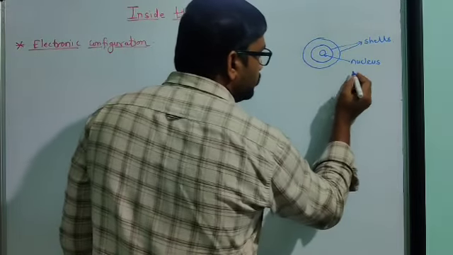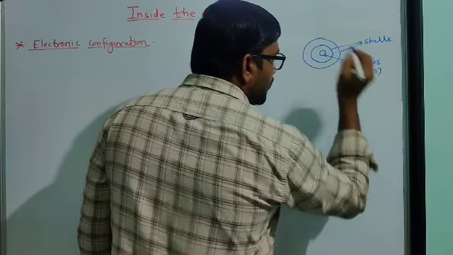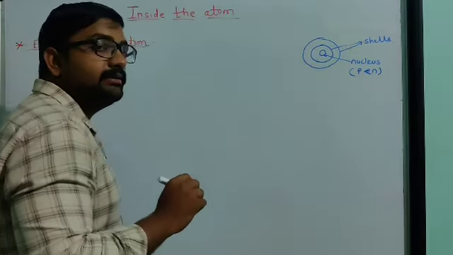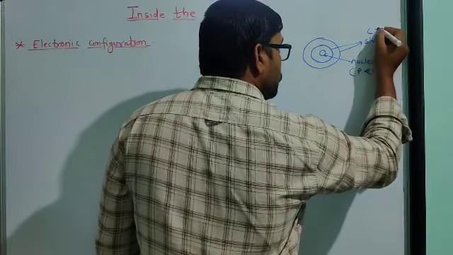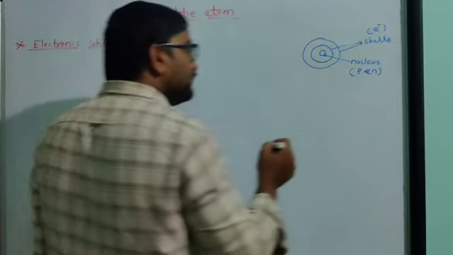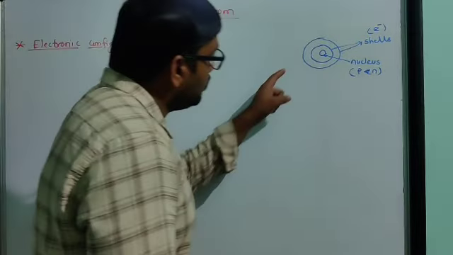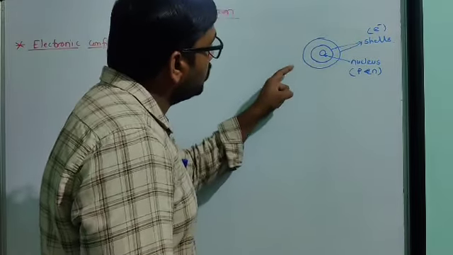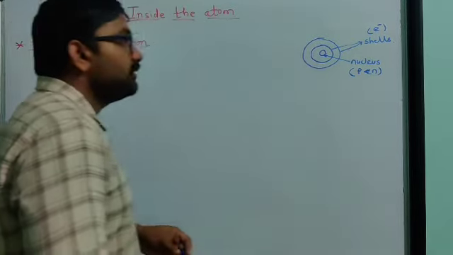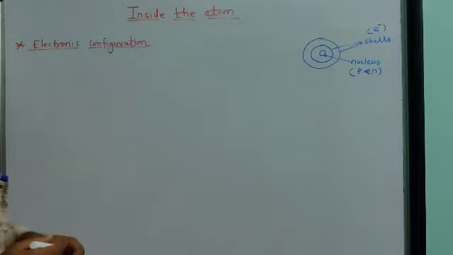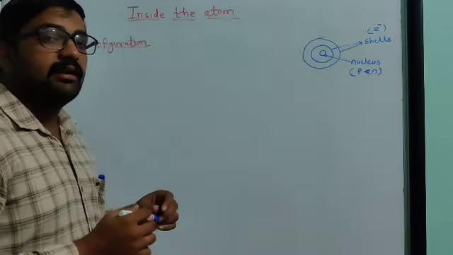And in this nucleus we know protons and neutrons are present, and whatever negatively charged electrons that particular atom has, all those electrons are present in these shells, in circular paths around this nucleus. Okay, so up to now that much part we have studied.